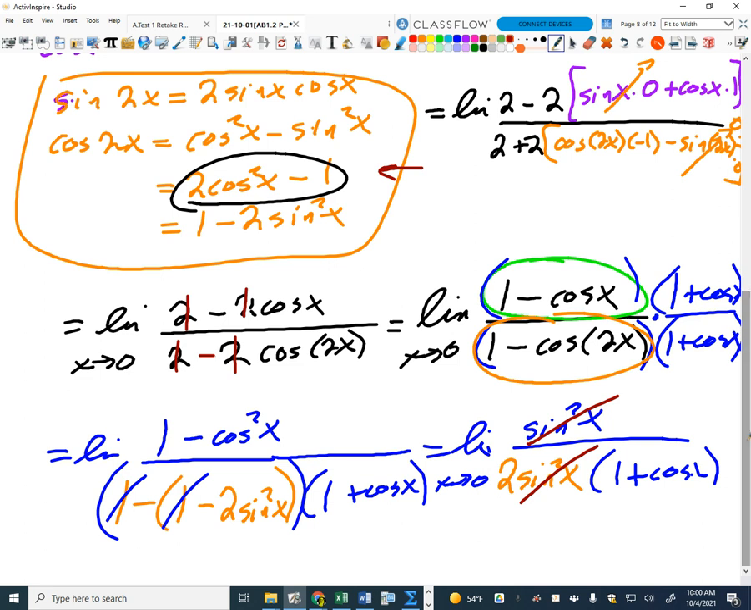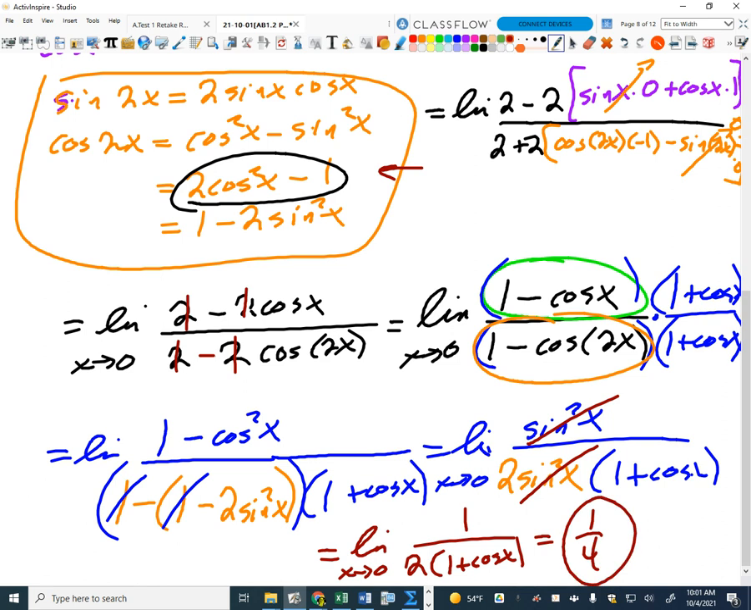And we're just left with, on the top, 1. On the bottom, we're left with 2 times the quantity 1 plus cosine x. As x goes to 0, cosine of 0 is 1. So I end up with 1 over 2 times 2 equals 1/4.